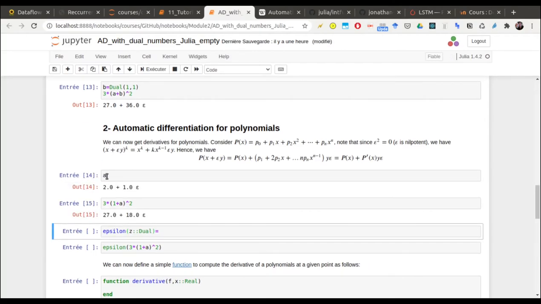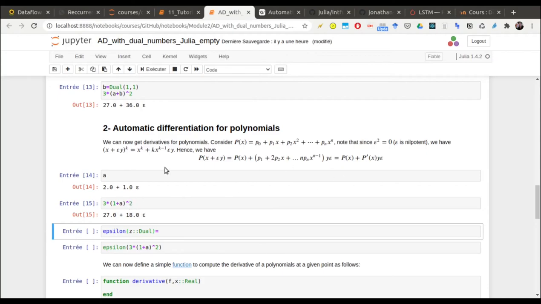So here I have my original dual number with value 2 and y equal to 1. So where is this 27 coming from? Well, this is the value of this polynomial evaluated at a equals 2. 3 times 3 to the power 2, this is 27. Now what is this 18?